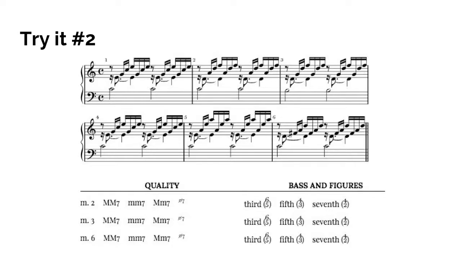All right, so we're looking at measure 2. Our quality out of the 4, either major, minor, major minor 7, or half diminished. This is a minor 7. And the 7th is in the bass.